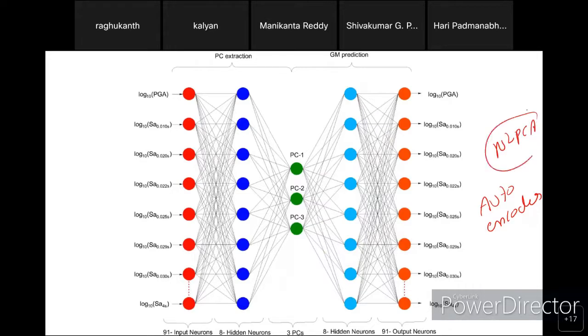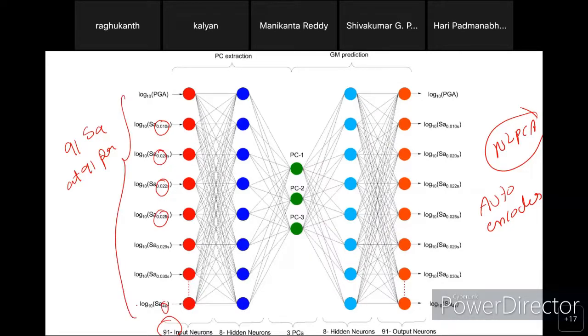You can see we have taken 91 response spectra in total. That means spectral acceleration at 91 periods: PGA, then 0.01, 0.02, 0.022, like that, up to 4 seconds actually. So these are our response spectra, 91 in total. Now the idea is, if I develop a shallow neural network, I have to take 91 output neurons actually. So the idea is, can I compress the dimensionality?